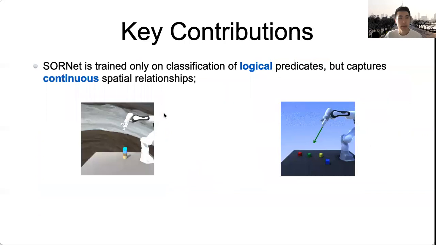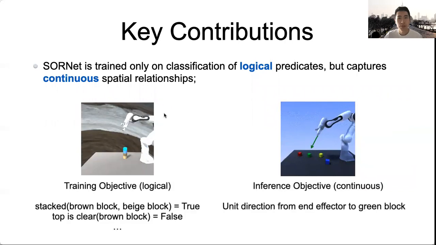Here, we highlight a couple of key properties of SORNet. First, the supervisory signal that SORNet receives during training is purely logical. However, the learned embedding can be used to infer continuous quantities, such as which direction the end effector should move to approach a certain object.